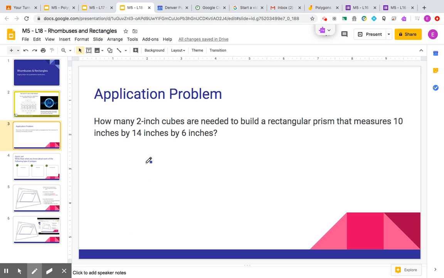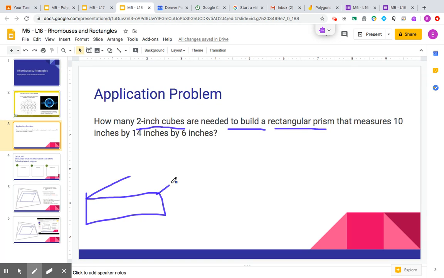So let's take a look at our application problem. We know that we are using 2-inch cubes and we're building a rectangular prism. So right there, I'm going to pause and I'm going to build my rectangular prism. Remember, it doesn't need to be pretty, just needs to be there. Beautiful. And I know that my rectangular prism is going to measure 10 inches by 14 inches by 6 inches.